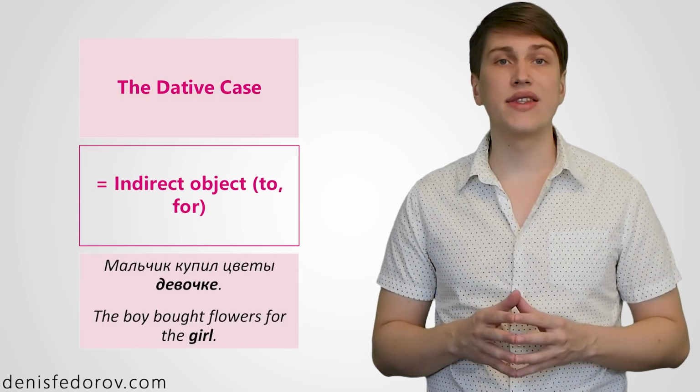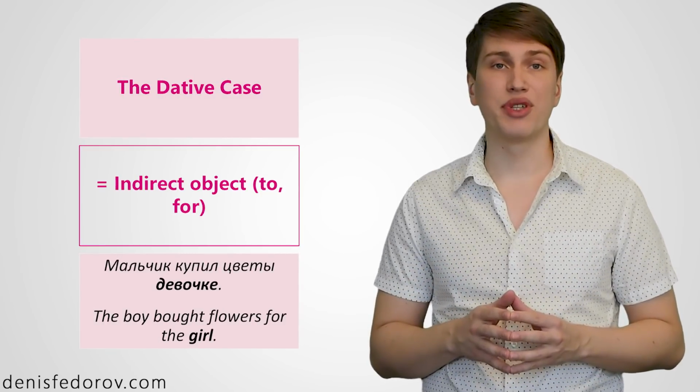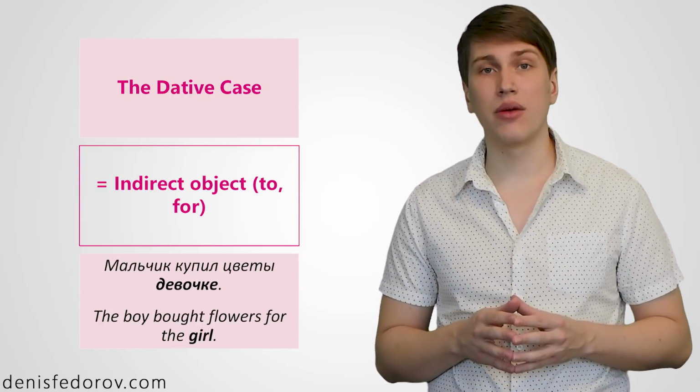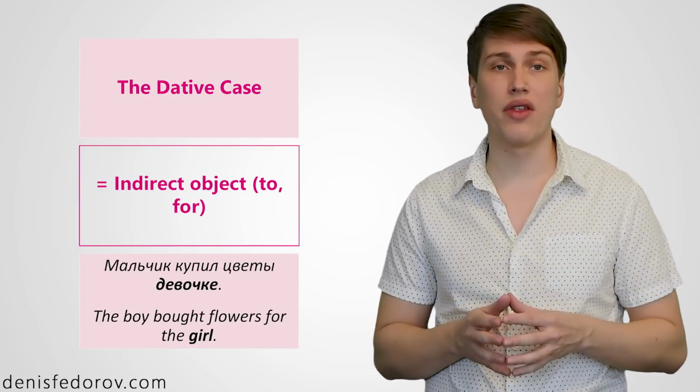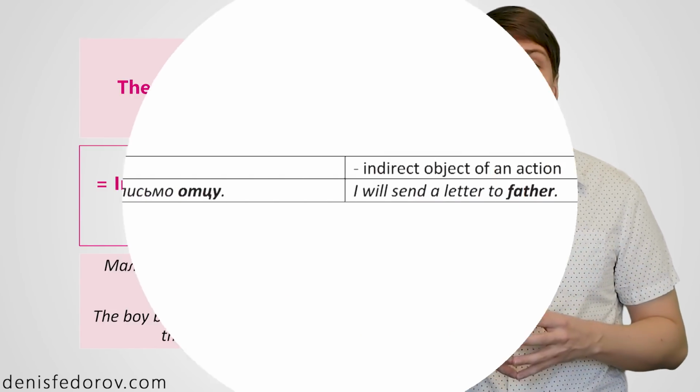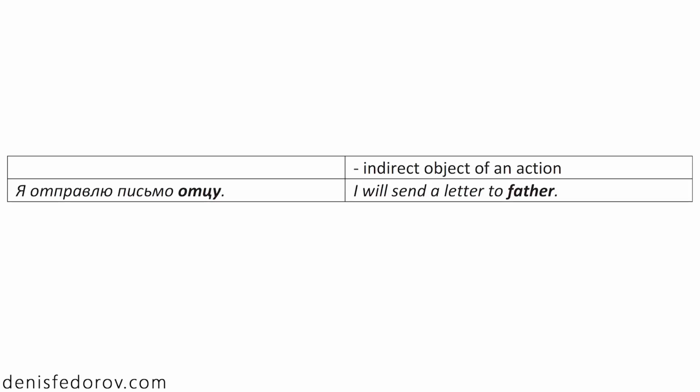The dative case is the case corresponding to the English preposition "to". The dative case shows us the indirect object, the person or thing that is shown or told something. The ideal example will be this. Indirect object of an action. Я отправлю письмо отцу. I will send a letter to father.